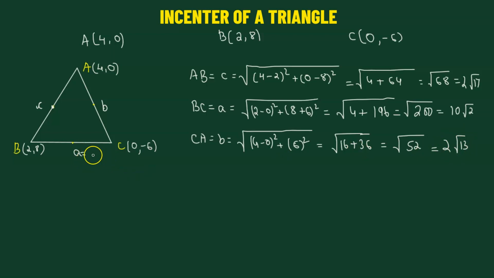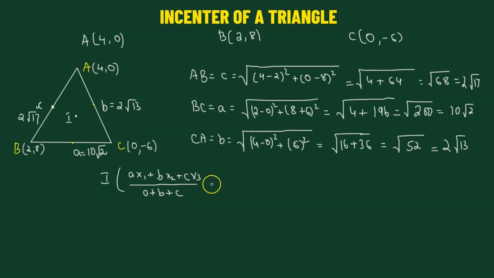So A came out to be equal to 10 times square root of 2. B has the value equal to 2 times square root of 13, and C has the value 2 times square root of 17. Now we have the triangle ABC. We know the coordinates of its endpoints and we also know the length of its sides. Now what we can do, we can find out the coordinate of the incenter, which is going to lie somewhere here. Let's say the coordinates of the incenter I, that's given by (AX1 plus BX2 plus CX3) whole divided by A plus B plus C.